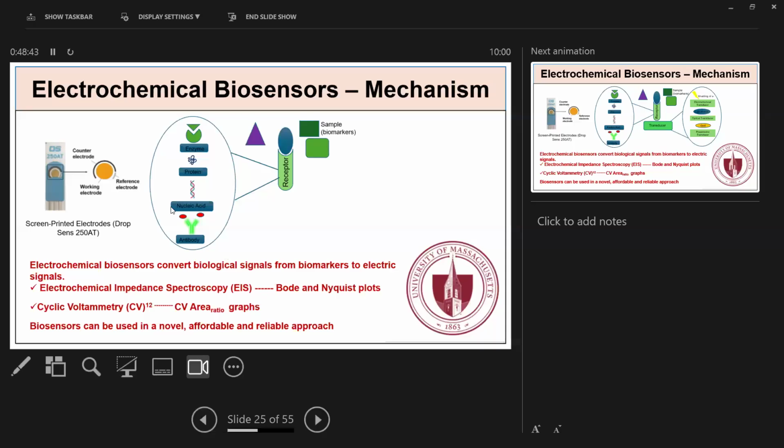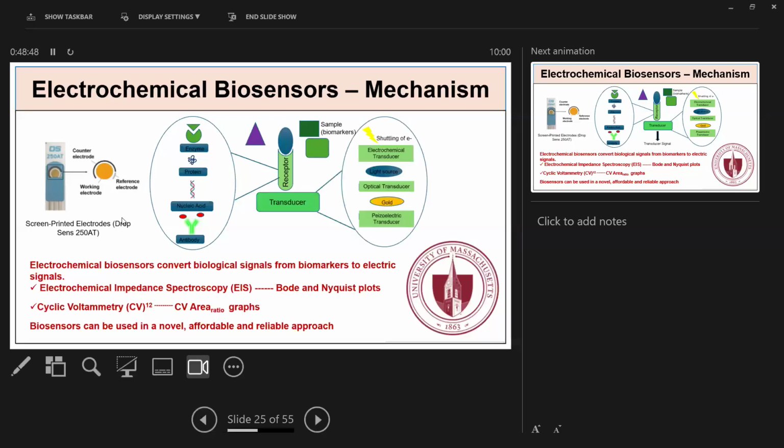So the sample and the receptor, it can be enzyme, protein, nucleic acid, and antibody. Once it is done, it passes to the transducer. Transducer, as I mentioned before, can be an electrochemical transducer, that's mainly shuttling of electrons, and a light transducer, which is optical. I even worked with molecular beacons, which is again development of optical biosensors for detection of bacteria. That's again a different story. Again, it is similar to electrochemical biosensors using molecular beacons.